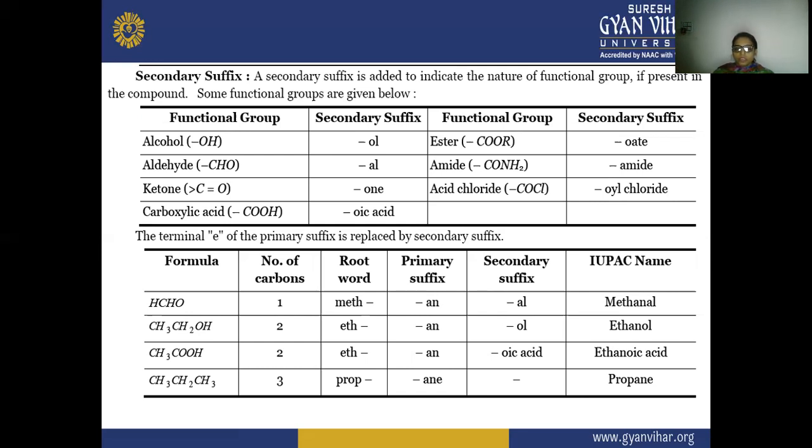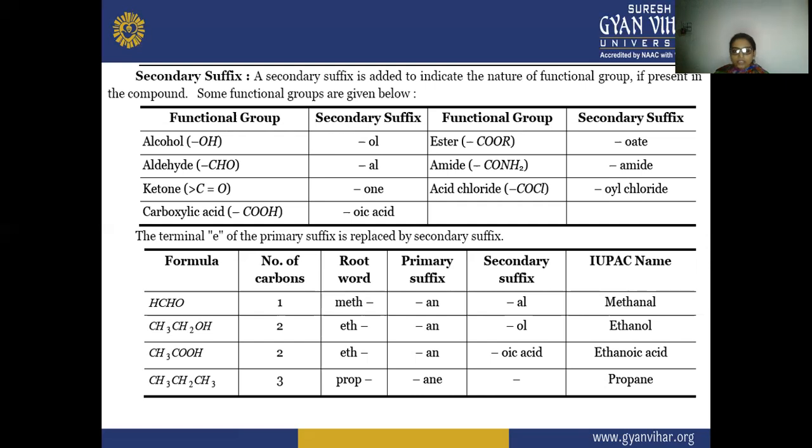So here the number of carbon is 1, so its root word is meth. The primary suffix is ane because there is no double bond present between carbons. The double bond is present between the carbon and the oxygen, so its primary suffix is ane.